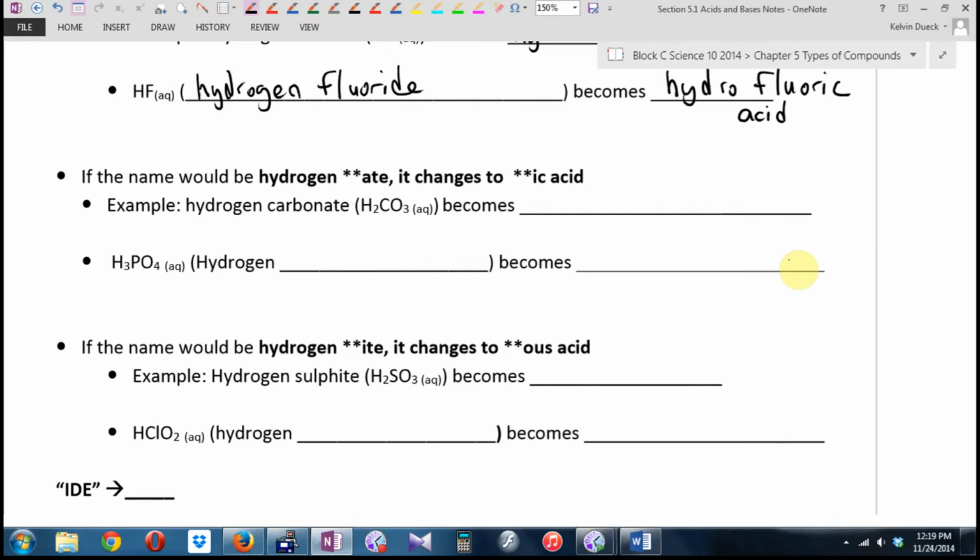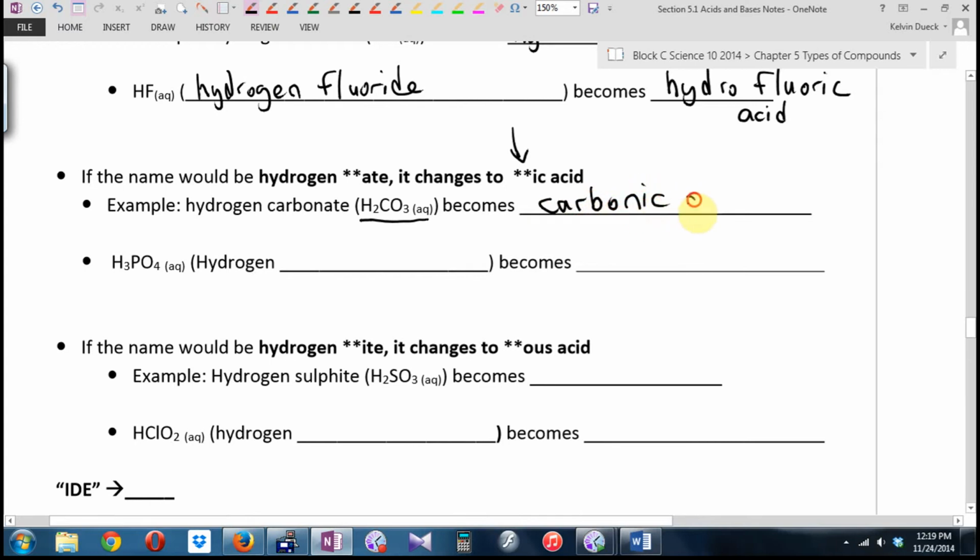Hydrogen carbonate, which is H2CO3, if it's in an aqueous solution, does it start with hydrogen? It's probably an acid. That becomes, what is CO3 from the back of the pink sheet? You might want your pink sheet out now. Oh, sorry, no hydro. I apologize, I didn't write hydro in front of here. It just becomes carbonic acid, not hydrocarbonic acid, carbonic acid. Ate becomes ick, but no hydro. We're going to summarize all this in a second.